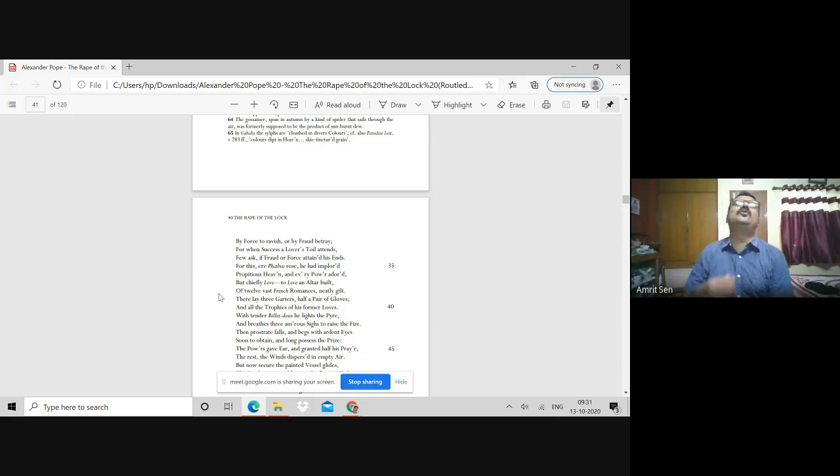With tender billet doux, the love letters that the other women have sent him, he lights the pyre. So once again, the sacrificial pyre. Once again, notice how the temple of the gods where the sacrifice and the pyre was lit is replaced here by the pyre of love, where you have the altar built of romances and the pyre lit with billet doux or love letters. So with tender billet doux, he lights the pyre and breathes 3 amorous sighs to raise the fire. The numbers 3, 5, 7, and 9 are considered magical, as you know.